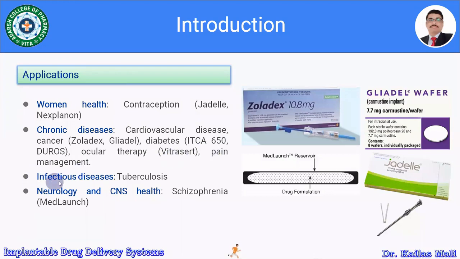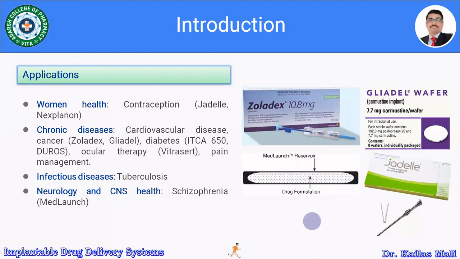In the case of infectious diseases like tuberculosis, and neurology and CNS health, like for schizophrenia, Medlaunch is there, which can be utilized successfully to treat certain diseases related with human health, chronic diseases, infectious diseases, and schizophrenia. So these are the few applications of the implantable drug delivery system.